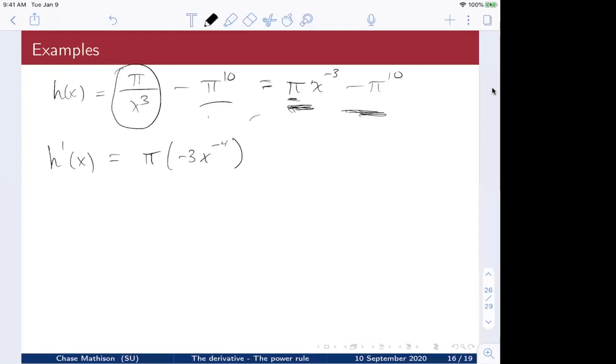0. I didn't trick anybody. It's 0. That's right. Pi to the 10th is a constant, so its derivative with respect to x is 0. Okay. And so overall, this derivative is negative 3 pi times x to the minus 4. Okay.